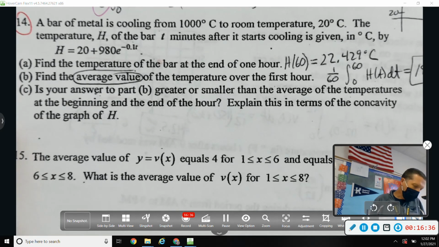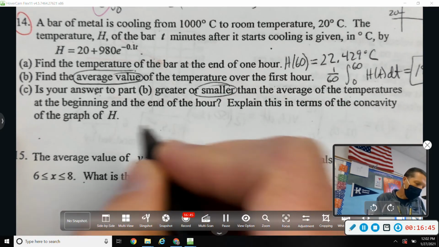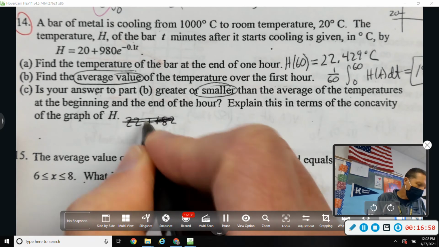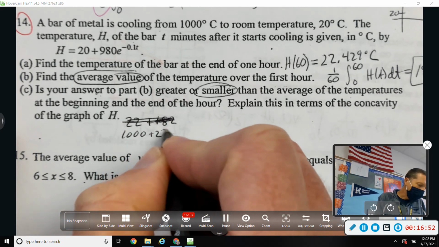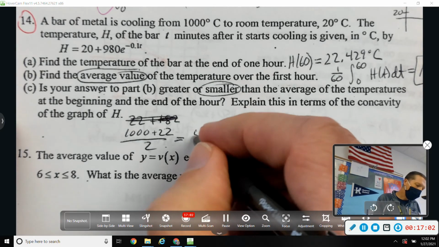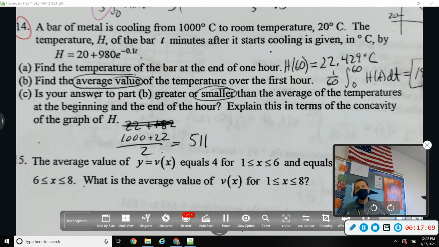Is your answer to part B greater or smaller than the average of the temperatures at the beginning and end of the hour? Well, smaller, right? Because it's saying, how does it compare to 1,000 plus 22 divided by 2? I don't even like that it asks you to do that because that's not the average temperature. But that's what some people will do. So 511 is the middle of the temperatures between 0 and 60, but that's not the average temperature.